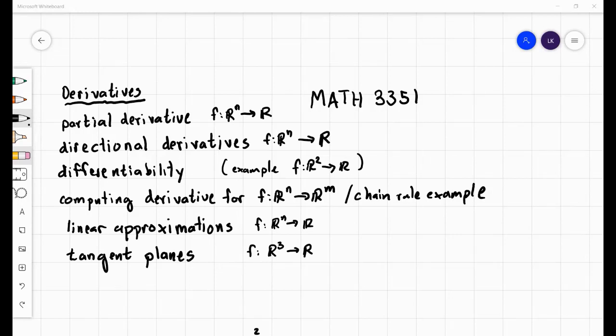So then we're going to compute derivatives for functions from Rn to Rm, maybe look at a chain rule example, and we'll go over linear approximations and tangent planes. All right. So let's start with partial derivatives.